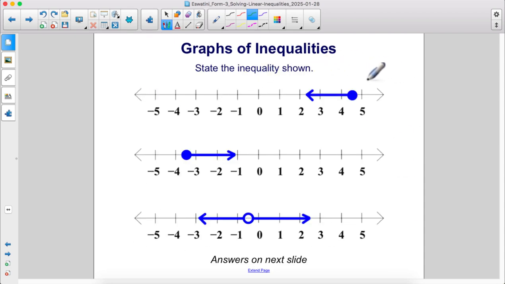State the inequality shown. All right, the dot is on the number 4.5, and the values that are solutions are less than that. Less than or equal to, since it's a closed circle. Here, the dot is at negative 3.5, and x is greater than or equal to that value, because we also have a closed circle. Here, the number is negative 0.5, and x is equal to any number that is not negative 0.5. So x is not equal to negative 0.5. And here are all of the solutions.